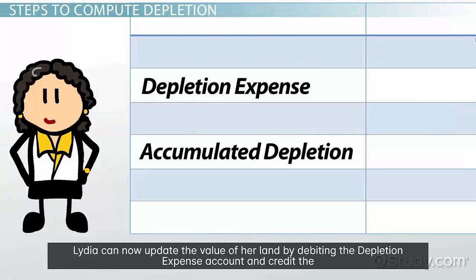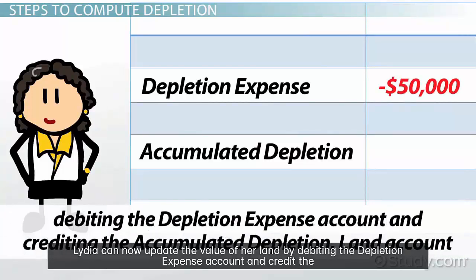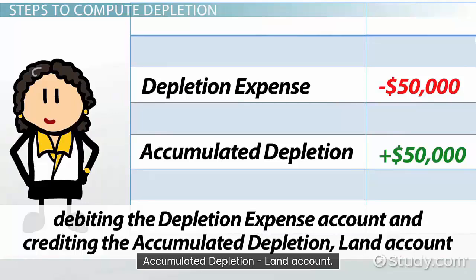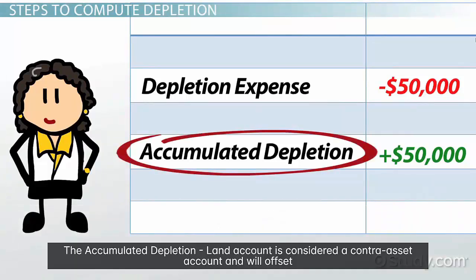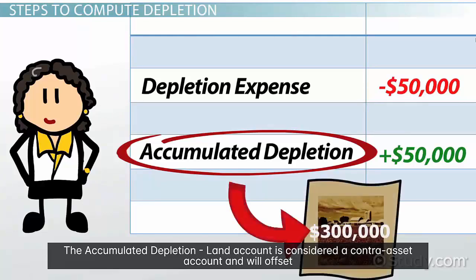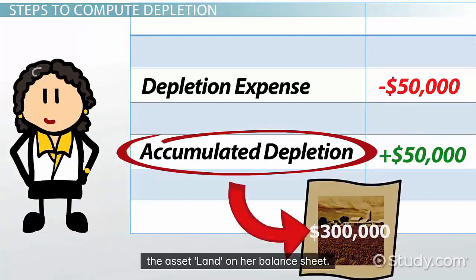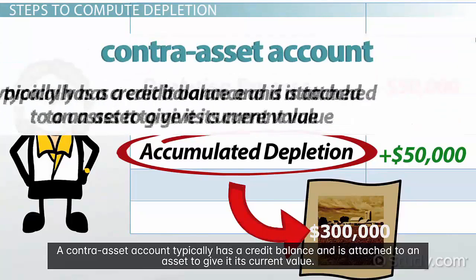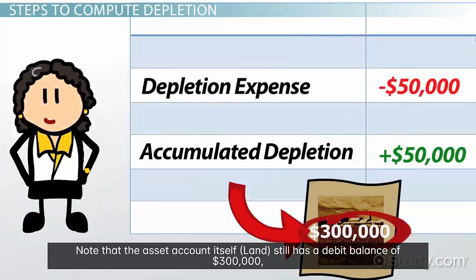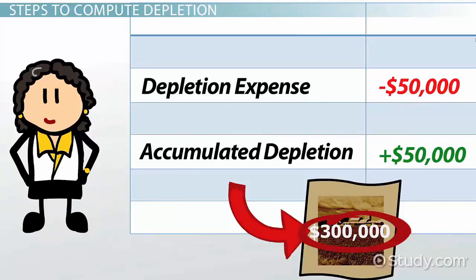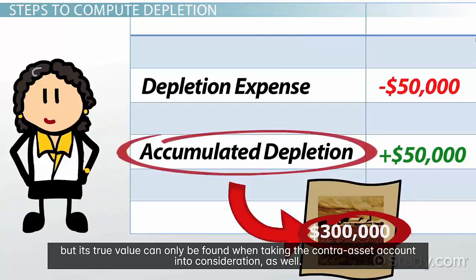Lydia can now update the value of her land by debiting the depletion expense account and crediting the accumulated depletion land account. The accumulated depletion land account is considered a contra-asset account and will offset the asset land on her balance sheet. A contra-asset account typically has a credit balance and is attached to an asset to give it its current value. Note that the asset account itself, land, still has a debit balance of $300,000, but its true value can only be found when taking the contra-asset account into consideration as well.